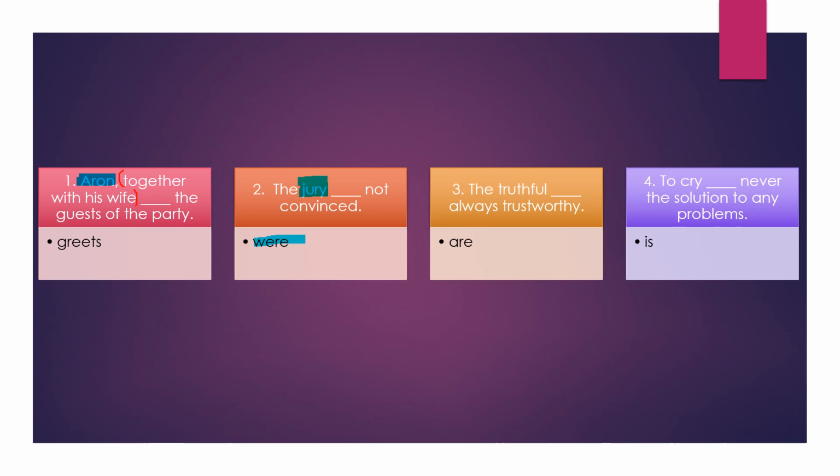To cry dash never the solution to any problems. To cry is singular, everything here seems to be singular. The verb that we place will also be singular. So to cry is never the solution to any problems.